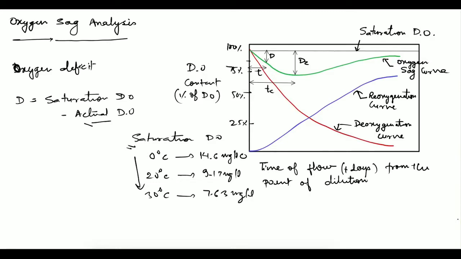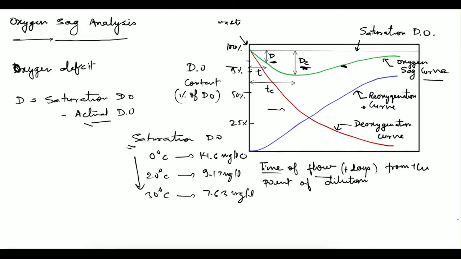Now what is this oxygen sag curve? It shows how this oxygen deficit is varying with the time of flow. Let's say we have introduced our wastewater at this point. As we have introduced the wastewater, it will consume the oxygen, so this deficit will be increasing, and some reoxygenation will also be taking place. That we'll understand in a minute. So how is this deficit varying along with the time of flow? This curve, this green one, gives you your oxygen sag curve.